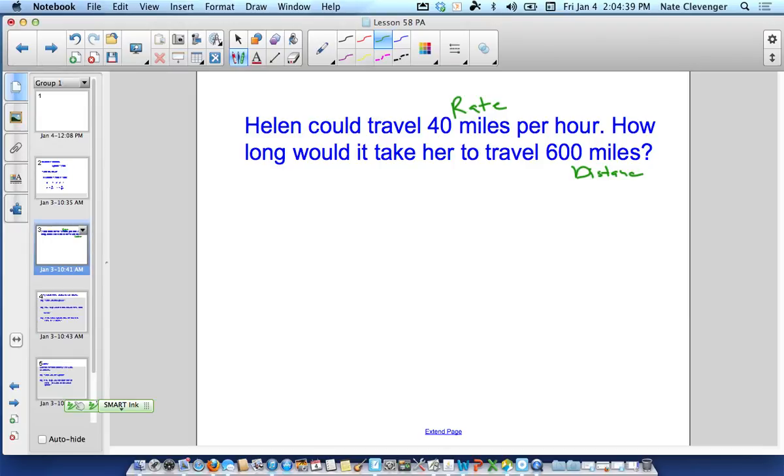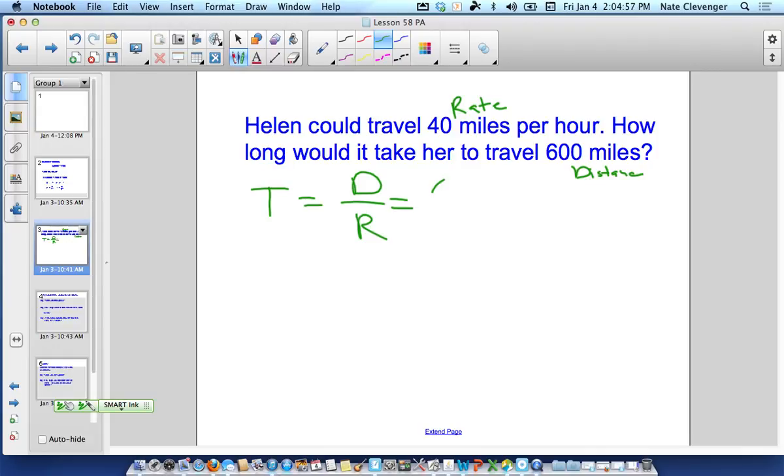It is asking how long will it take? How long you take is time. So we're looking for time. And when it's recording, it's going to take a while to write this stuff down. But time is equal to distance over rate. So we have those two items, don't we? We have the distance and the rate.